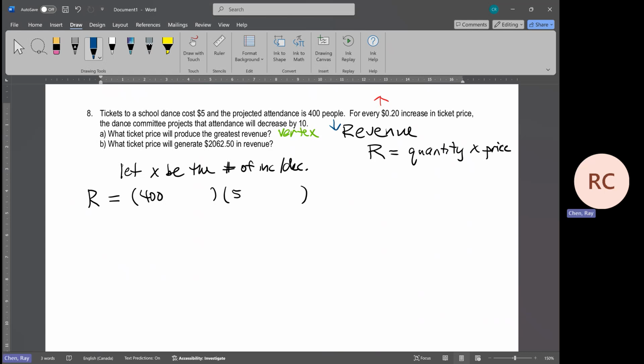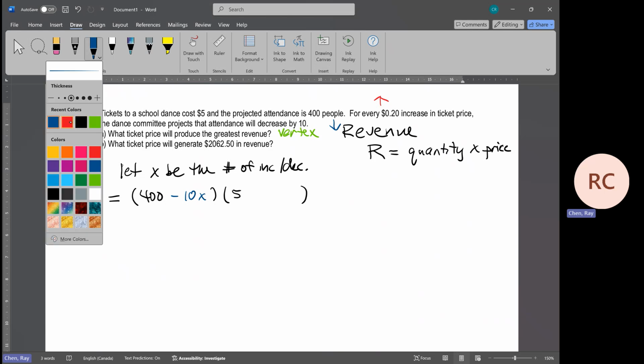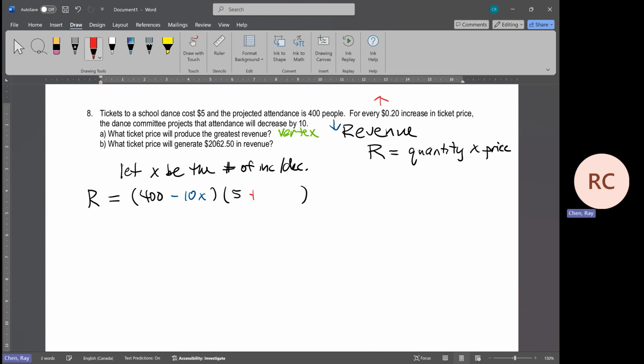So watch what I'm going to do. If I let X represent the steps, for the decrease we get minus 10 people, and that's where the X goes in. For the other one, we let 5 represent the increase, plus 20 cents per step. Notice this actually looks like factored form. We could expand this and use negative b over 2a, or expand and complete the square. But because it is in factored form, we can actually use roots.